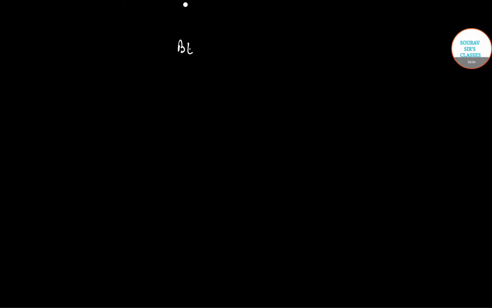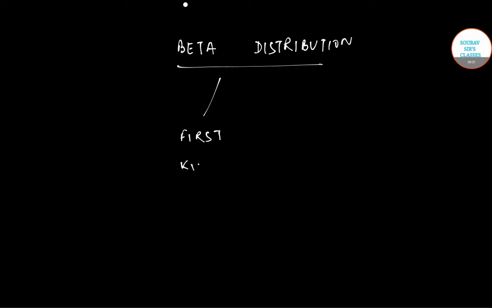Today we would be learning about the beta distribution. We have two kinds of beta distribution and we basically call them beta distribution of the first kind and beta distribution of the second kind.